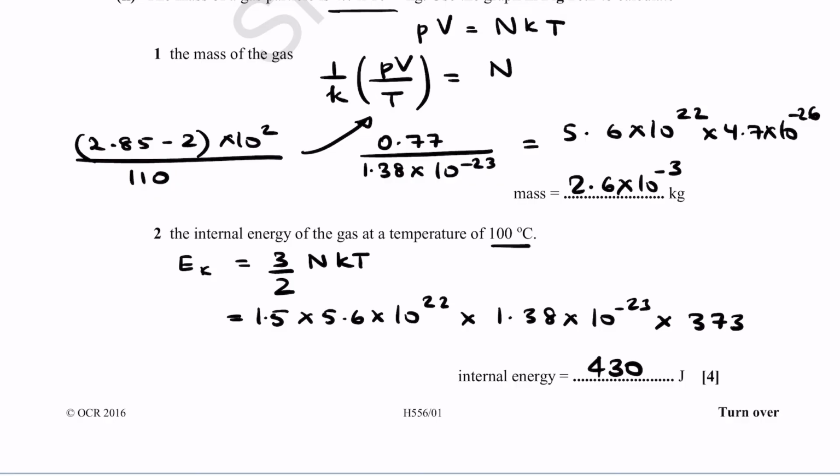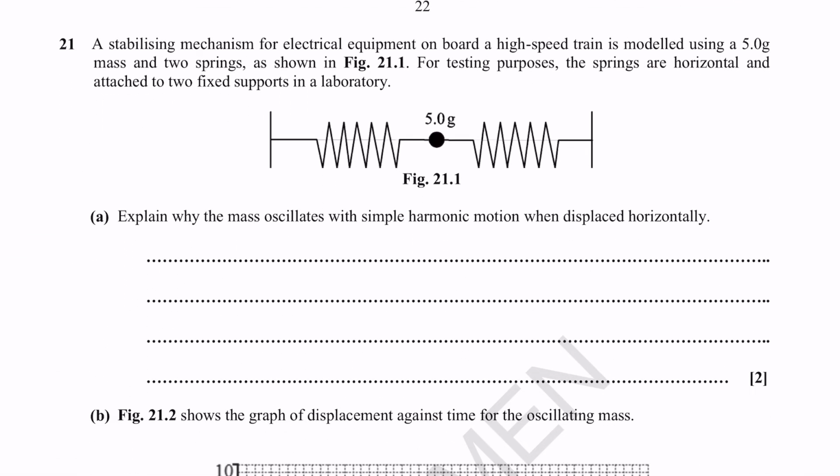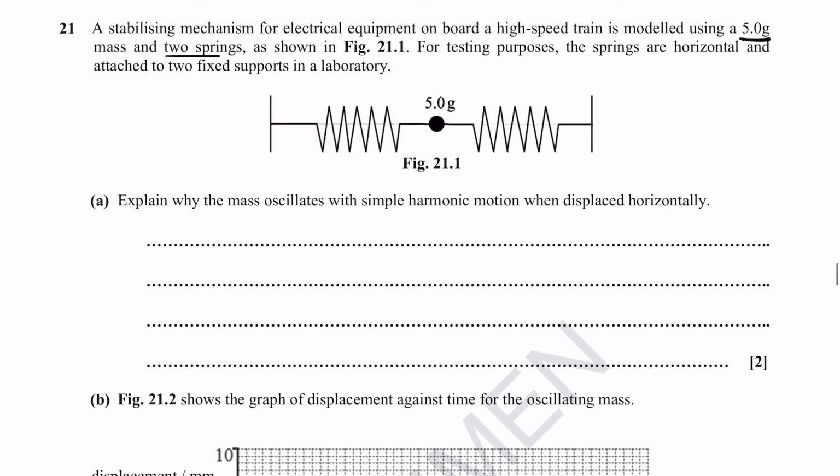Let's move on to now question number 21. It says a stabilizing mechanism for electrical equipment on board a high-speed train is modeled using a 5-gram mass and 2 springs. For testing purposes, the springs are horizontal and attached to 2 fixed supports in a lab. Explain how the mass oscillates with simple harmonic motion when displaced horizontally.